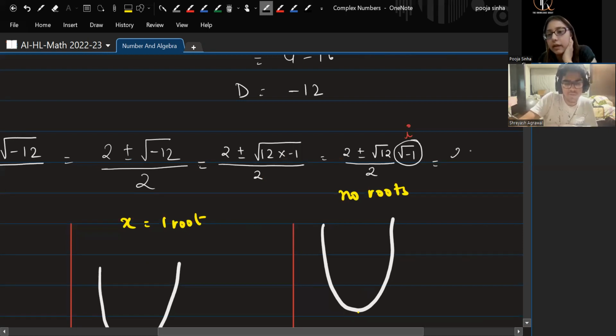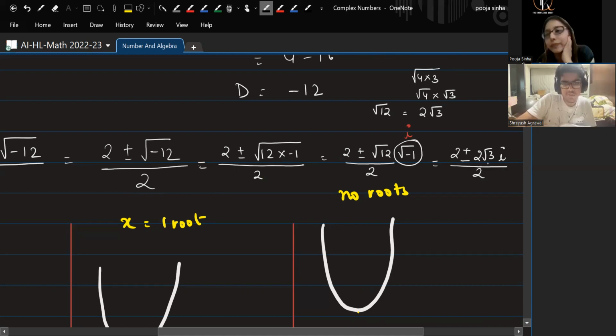I don't use a method. I just use a calculator if it's not a perfect square. Otherwise, what we do is root 4 into 3. I can write it like this: under root of 4 into 3, under root of 4 into under root of 3. Under root of 4 becomes 2. Root 3. So I can write root 12 that way, in terms of surds. I forgot we did surds. Right, so 2 plus minus 2 root 3 i.